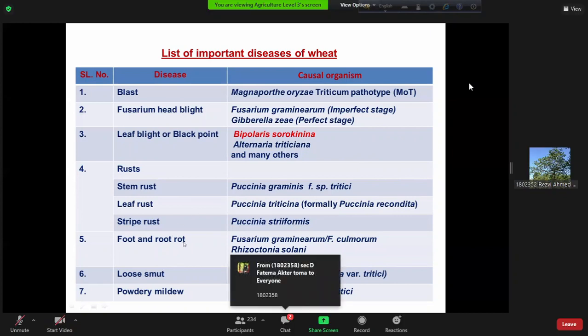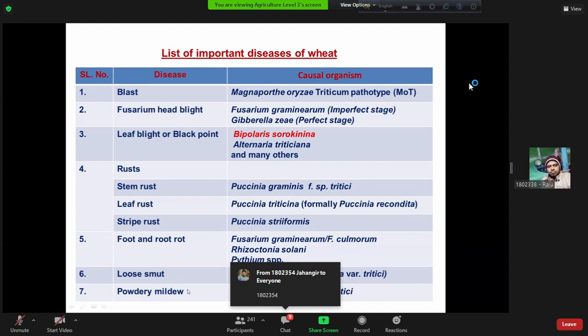Foot and root rot is another disease noticed in the seedling stage, caused by soil-borne pathogens: Fusarium graminearum or Fusarium culmorum, Rhizoctonia solani, and Pythium species. Then loose smut of wheat, a minor disease in the country, caused by Ustilago tritici.